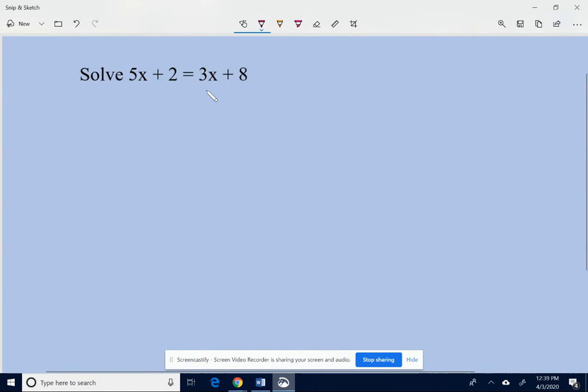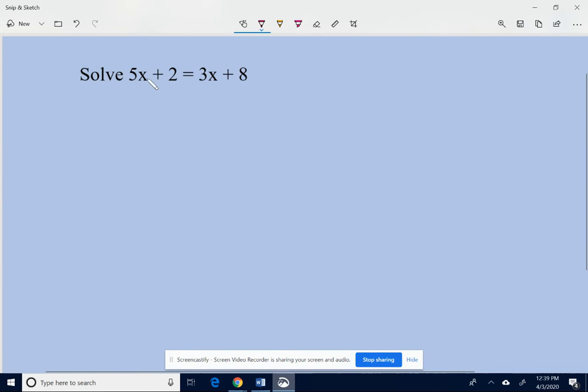Okay, we're going to look at the equation 5x plus 2 equals 3x plus 8. And think back when we did two-step equations, if we wanted to get rid of an added number, we subtracted it from both sides. To get rid of a subtracted number, we added it to both sides. We're going to use that same idea when we try to get the x's on one side.